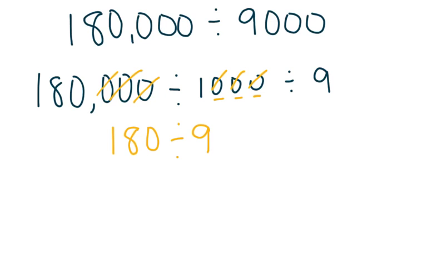Hopefully you're looking for a familiar number, something that you can work with. You know that 180 is 18 tens. 18 tens divided by 9, well, we know 18 divided by 9 is 2, so 2 tens is 20. So 180,000 divided by 9,000 is 20.